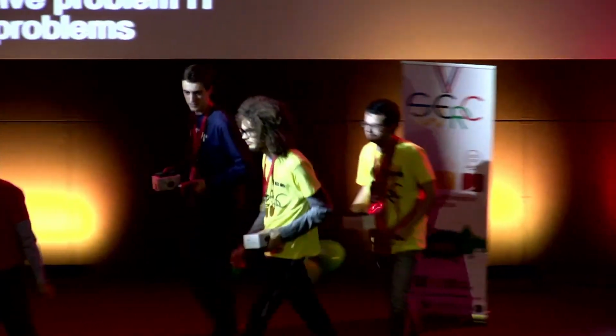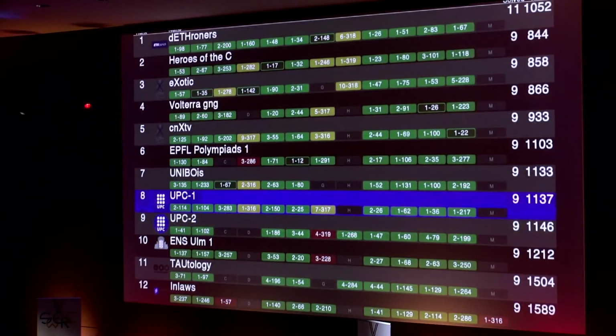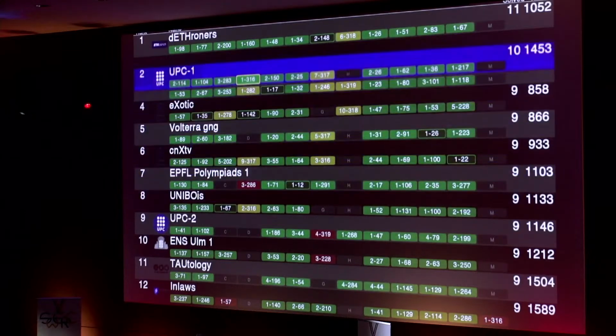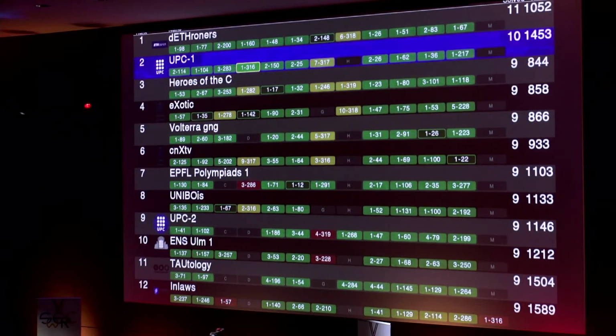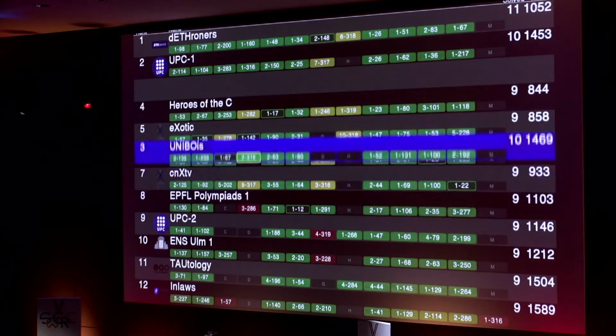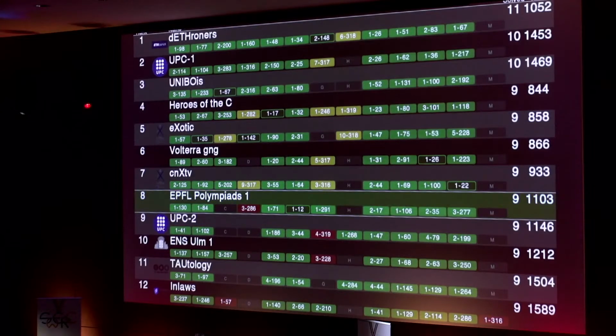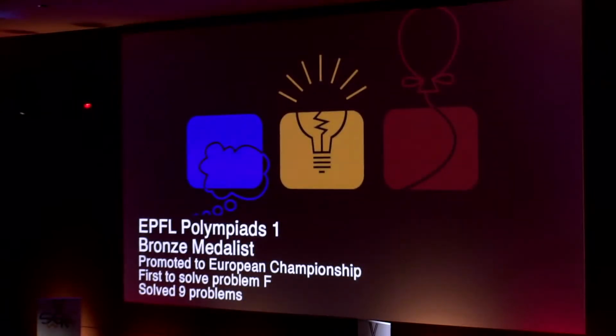All right. So we continue our resolve. UPC 1 against Sen University. They still have 2 problems on the fire. Yes! Rank 2! Imagine! This is amazing. If they stay here, they're going to the finals, right? Uni boys, 1 more, and they go up. This is so crazy. EPF Olympiads 1, and okay, bronze medal.